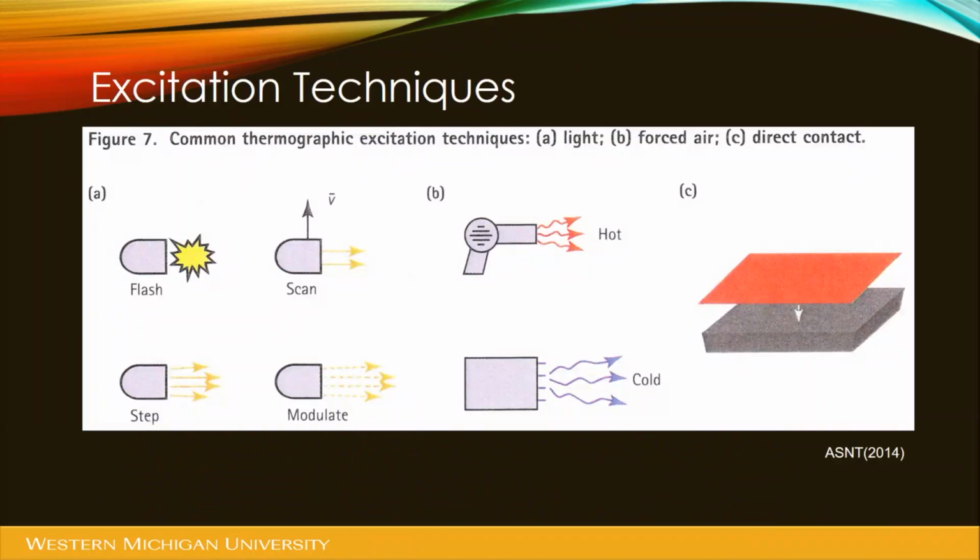If you go to more of the active type thing, active excitation techniques, these are some of the common ones you'll see. So a flash type thing I've talked about. Another one is a light that's used in a scanning motion.